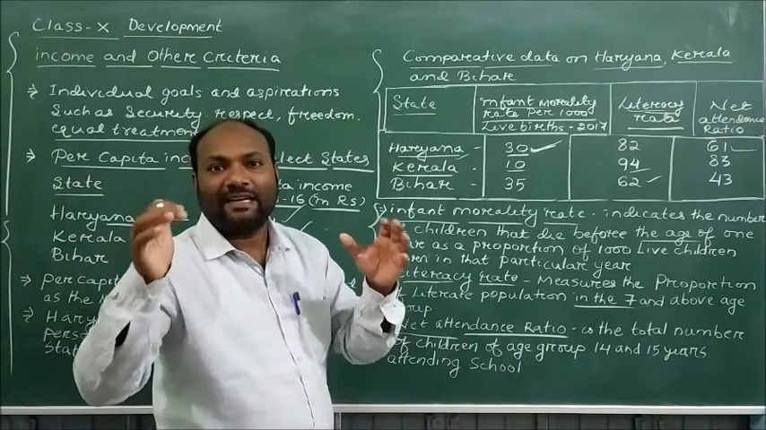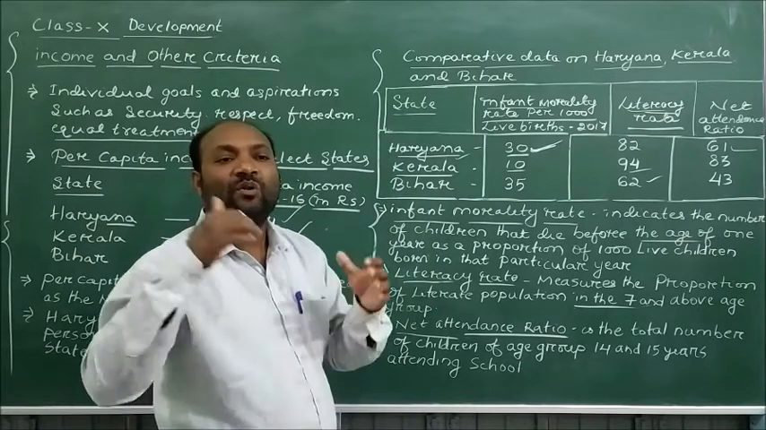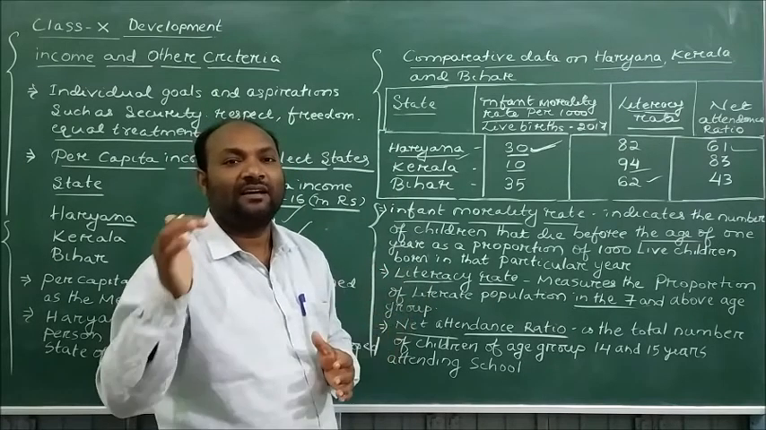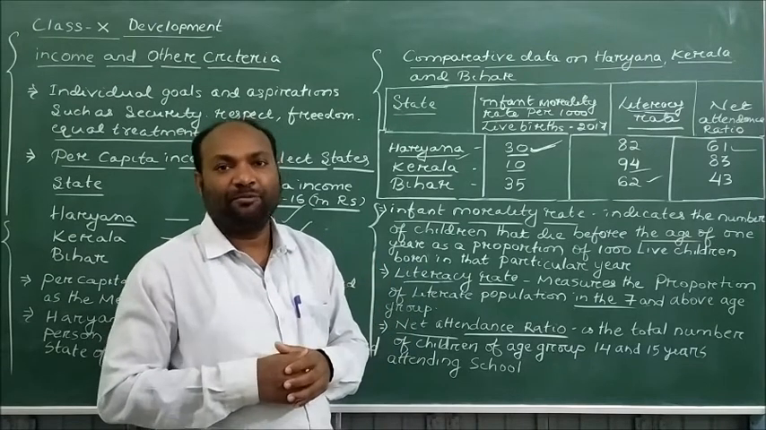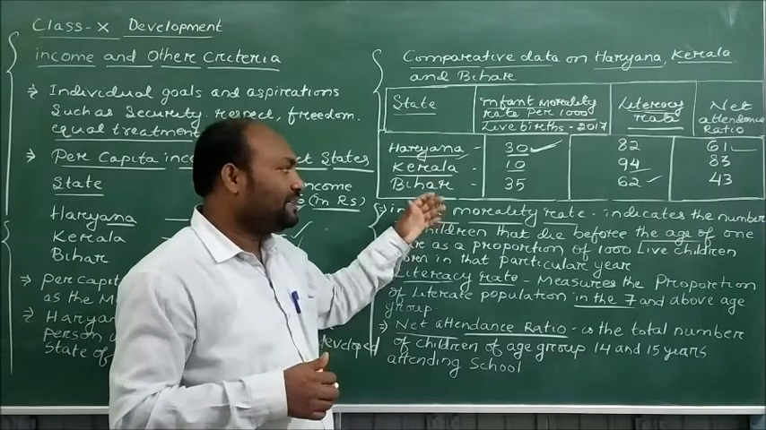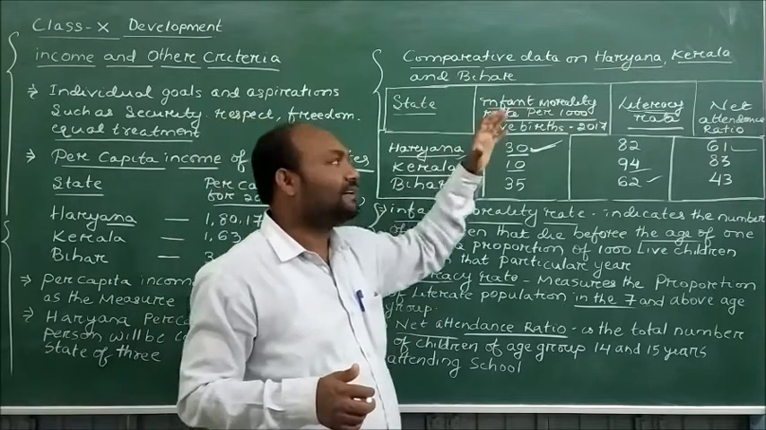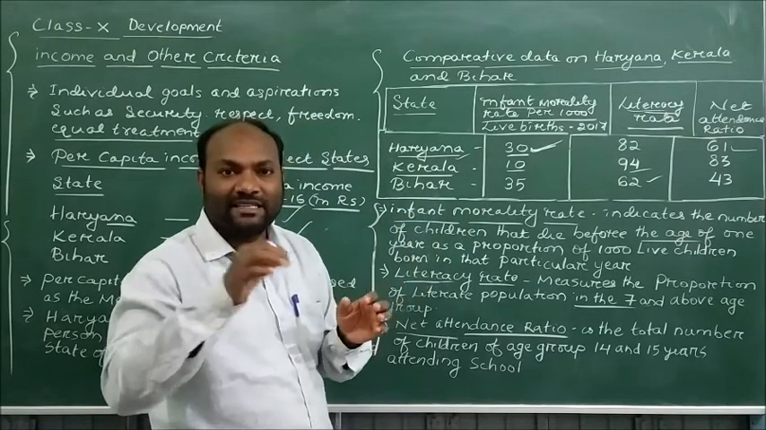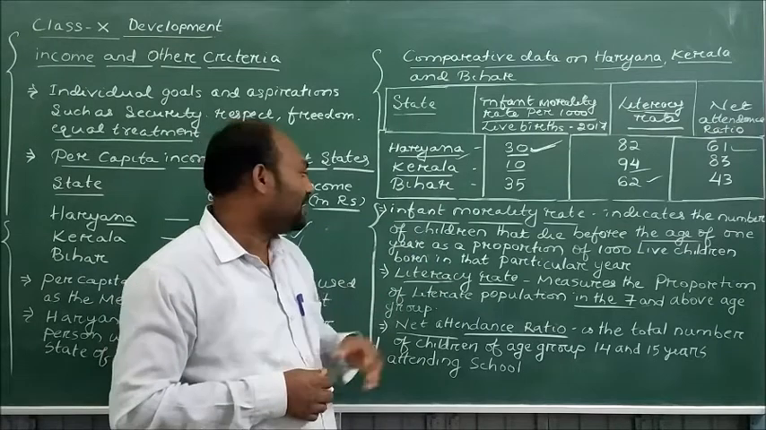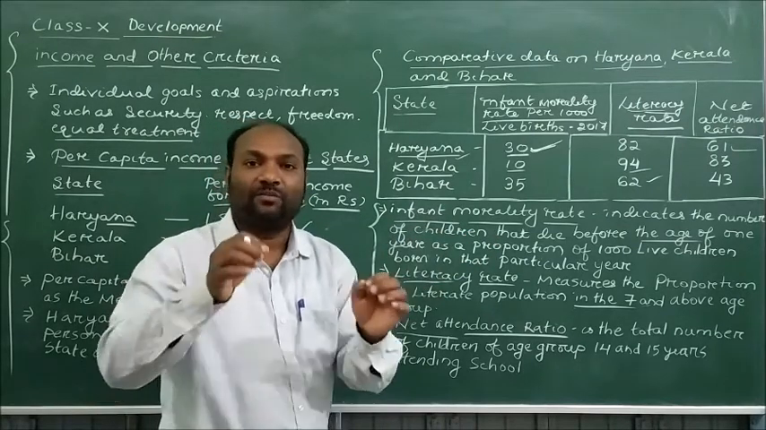In this net attendance ratio we see how many school-going children there are in the states who are in the age of 14 and 15. Already, my dear children, I have told you the meanings of all these three criteria. So here we see that the infant mortality rate indicates the number of children dying before they reach the age of 1 year.